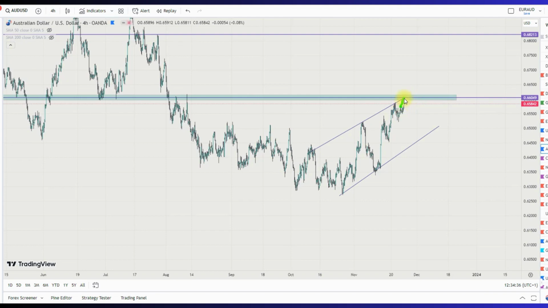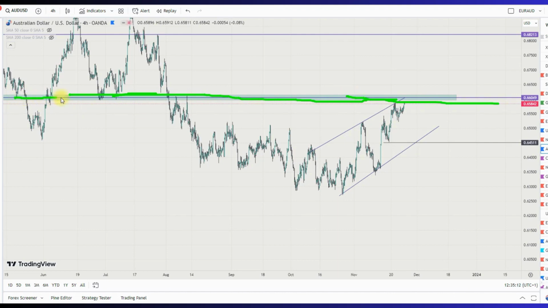0.66049. If we have a rejection at this level, I'll be willing to sell back to this level. Let's indicate that support level where price might actually reject to. So if I see a fake breakout and a rejection here, then probably I will be selling back to this area or back to 0.64511. So it's important to look at how price reacts to these levels.